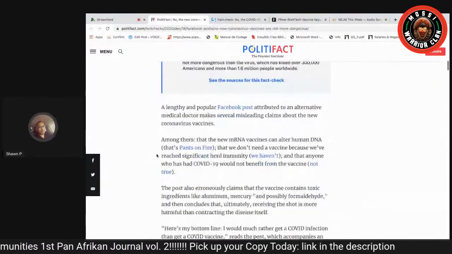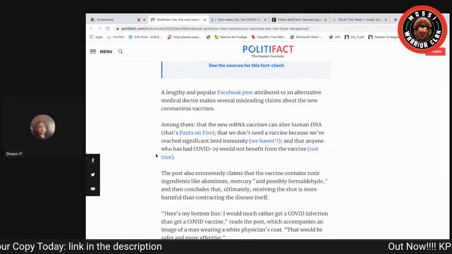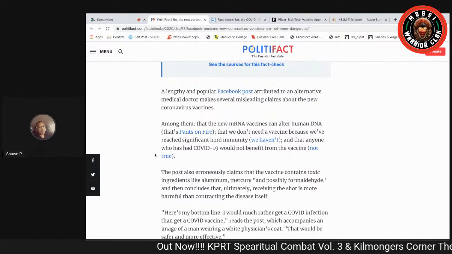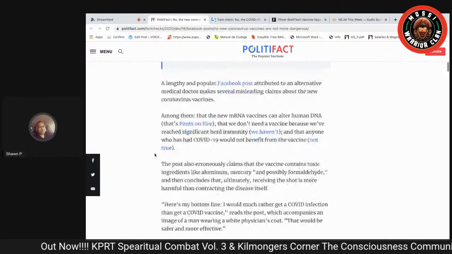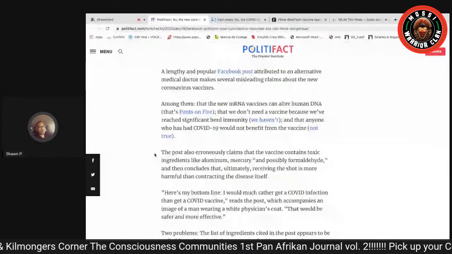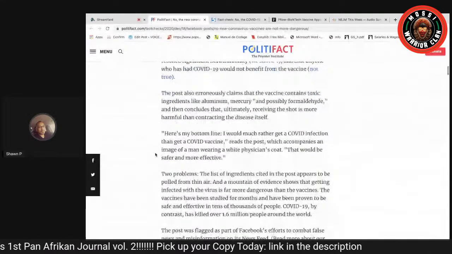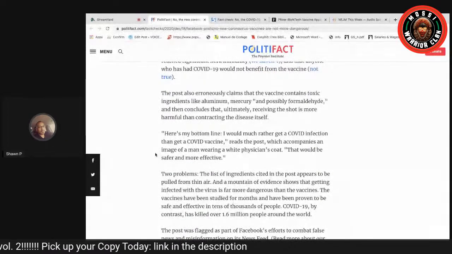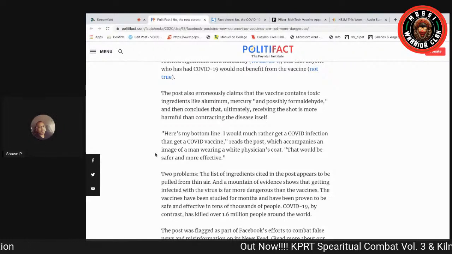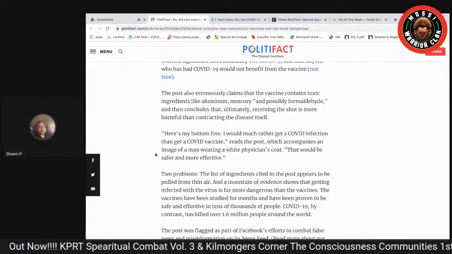A lengthy and popular Facebook post attributed to an alternate medical doctor makes several misleading claims about the new coronavirus. Among them, that the new mRNA vaccines can alter human DNA, which we already dealt with previously; that we don't need a vaccine because we've reached significant herd immunity, which we haven't; and that anyone who has COVID-19 would not benefit from the vaccine, which is also not true. The post also erroneously claims that the vaccine contains toxic ingredients like aluminum, mercury, and possibly formaldehyde, and then concludes that ultimately receiving the shot is more harmful than contracting the disease itself. From just a brief lesson that we actually dealt with on the vaccine, we already know that that's not true.